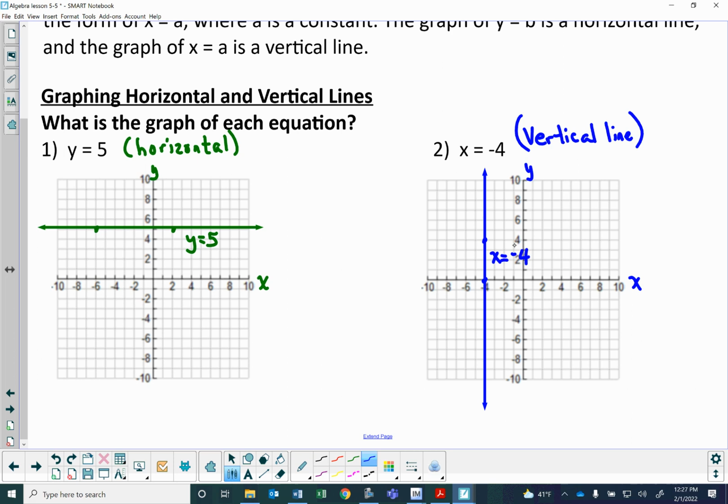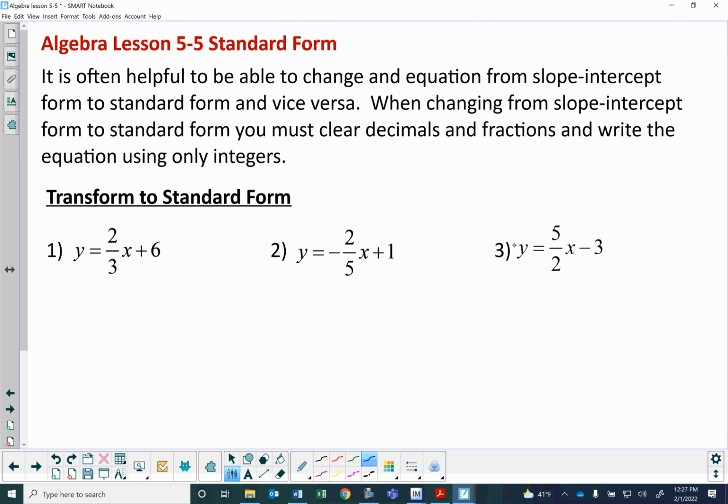Once you understand the equation of a vertical line and the equation of a horizontal line, and you memorize which is which, then it's really easy to graph them. It is often helpful to be able to change an equation from slope-intercept form to standard form or from standard form to slope-intercept form. Now, when changing from slope-intercept form to standard form, you absolutely must clear all fractions and decimals. Standard form always requires you to write the equation using only integers.